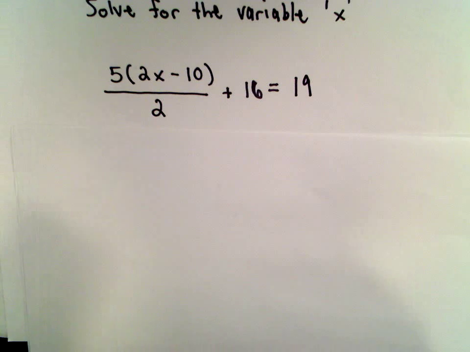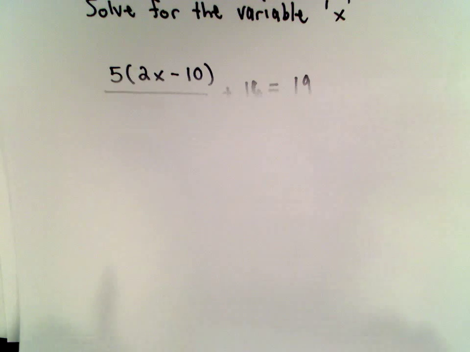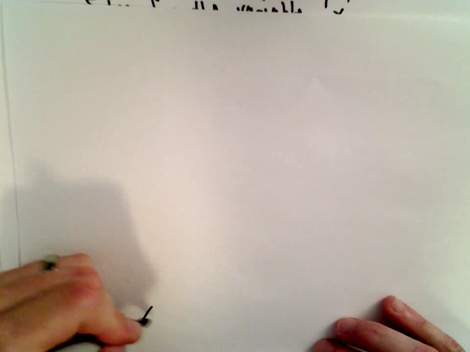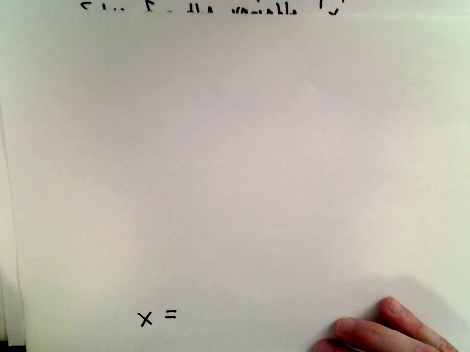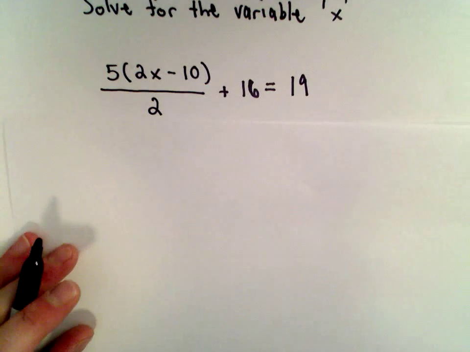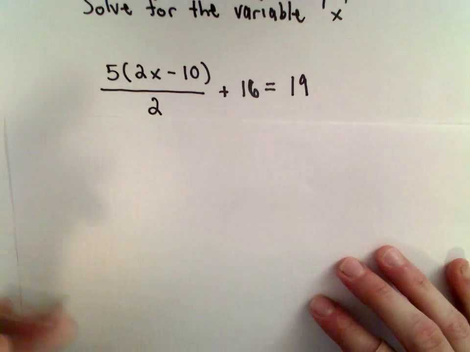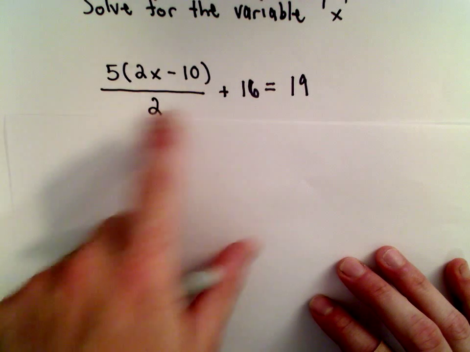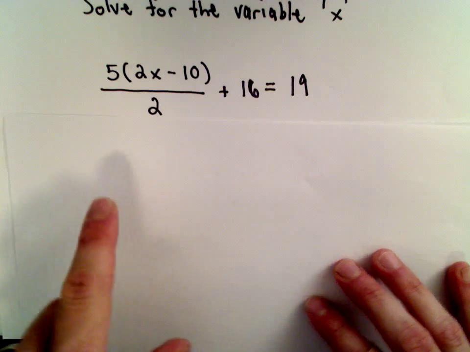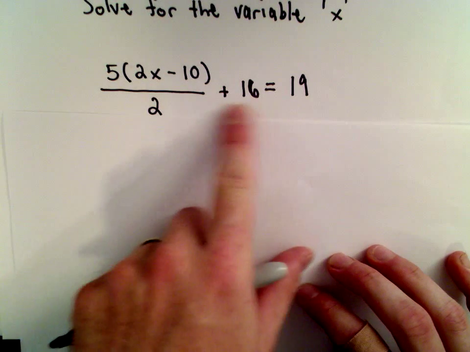So my goal, again, eventually, way down at the bottom after a lot of steps, is to get 1x all by itself. So to do that, my reasoning is, let's just start getting rid of things on the left side. So I see this positive 16.